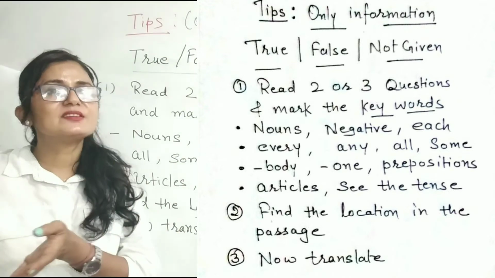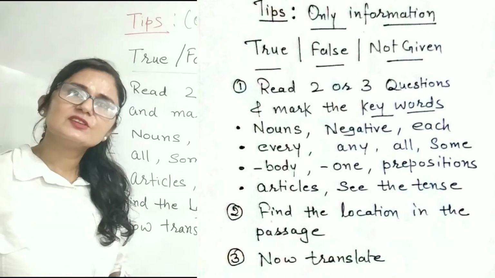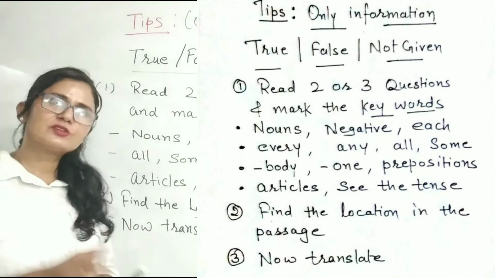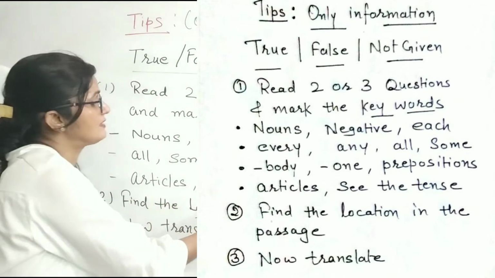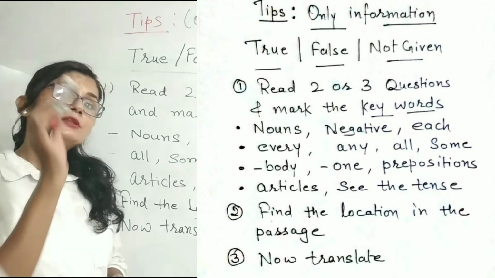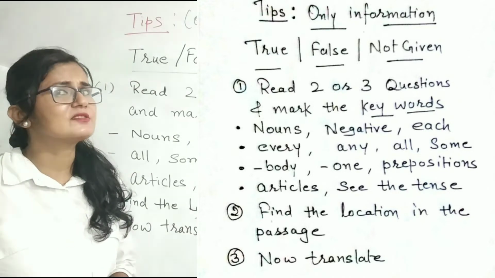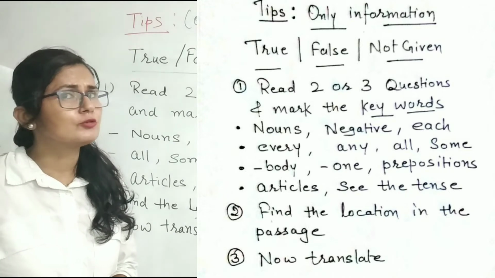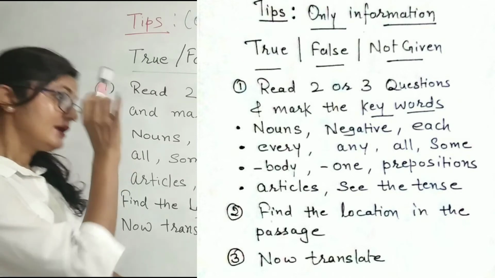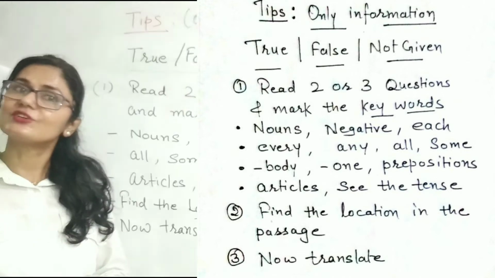Because in the question, if the person is talking about singular, like a, and in the passage the person is talking about plural, then obviously you can get the location and the answer easily. Similarly, see the tense also. If the question is in present tense and the passage information is given in past tense, then the answer is false, or it can be not given also. For that we need to check the full question. Then later on at the end, find the location after marking the keywords.